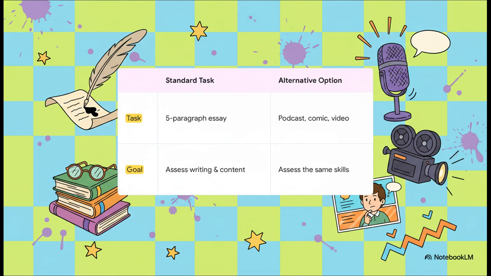Another really powerful strategy is offering alternative assignments. Now, the absolute key here is that the learning goal and the rigor stay exactly the same. A student might create a podcast instead of writing an essay, but guess what? They are still demonstrating their understanding of content, how to use evidence, and organization. It's about choice in the how, not watering down the what.